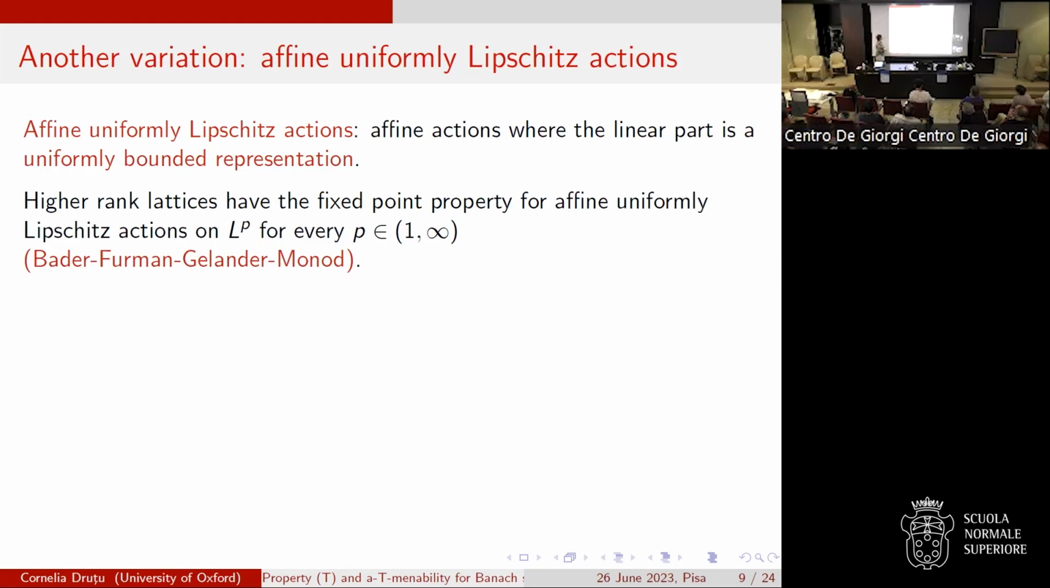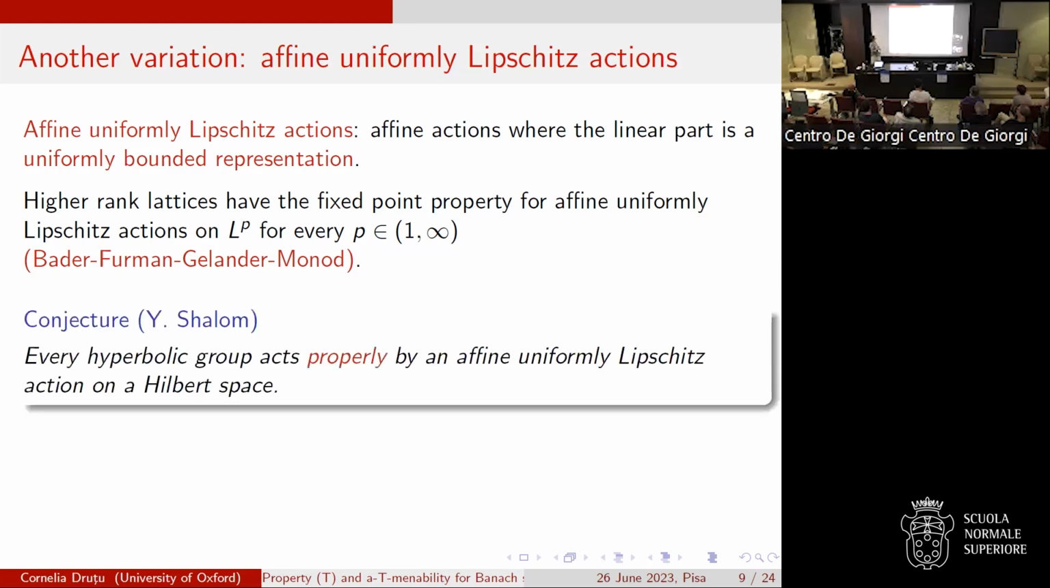And as it turns out, high rank lattices have that property too. So even if instead of affine isometric actions, we consider affine uniformly Lipschitz actions, they will still have the fixed point property on all the L^p spaces and actually on a lot of Banach spaces as well. This is proved by Oppenheim and Guillermo. And there is a conjecture of Shalom saying that, same as before, the hyperbolic groups will fail to have this property. Actually, they'll fail right at the beginning, so they'll fail for Hilbert spaces. So the conjecture is that every hyperbolic group will act properly on a Hilbert space as soon as we allow for affine uniformly Lipschitz instead of affine isometric.